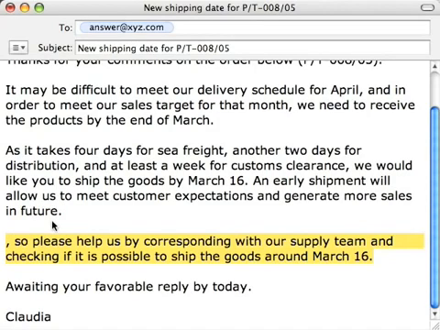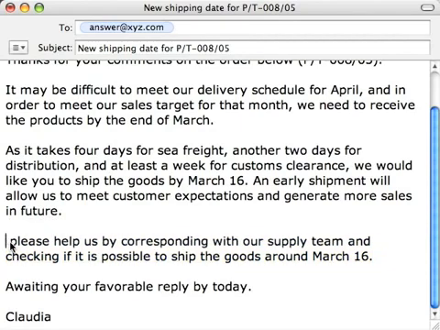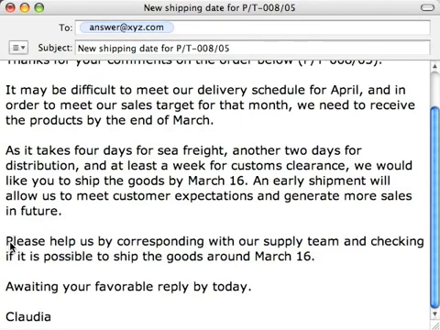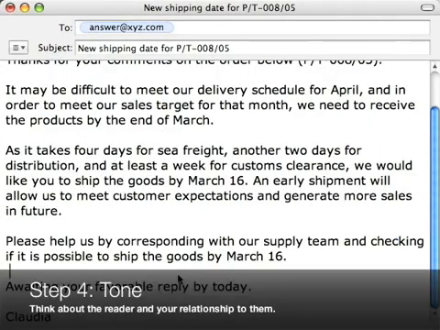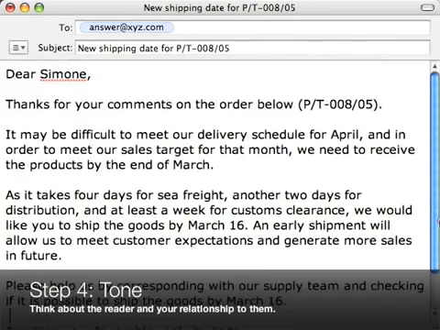The final paragraph should be our action paragraph, where Claudia reminds Simone of what she's asking her to do. Let's first take out this "so." So the first sentence begins, "Please help us." And since we want to keep our request clear and direct, let's take out the word "around" and replace it with "by March 16th." Finally, let's go back to the beginning and review the tone of this email.